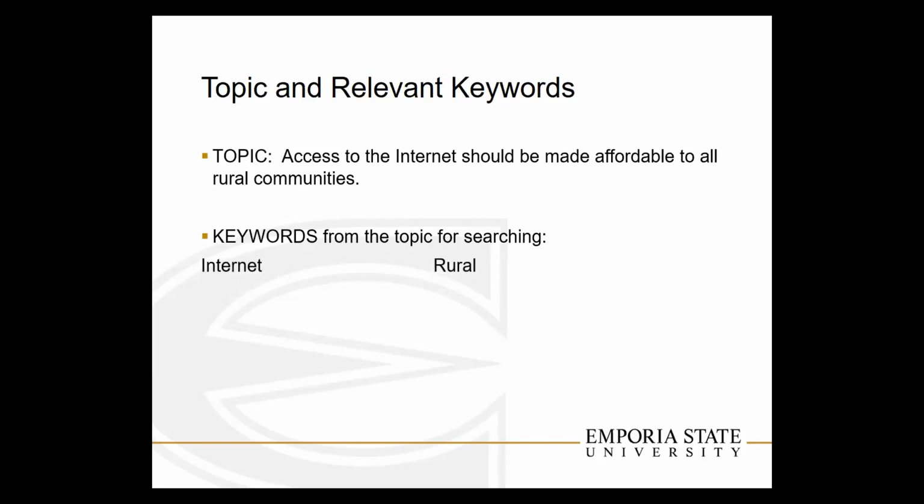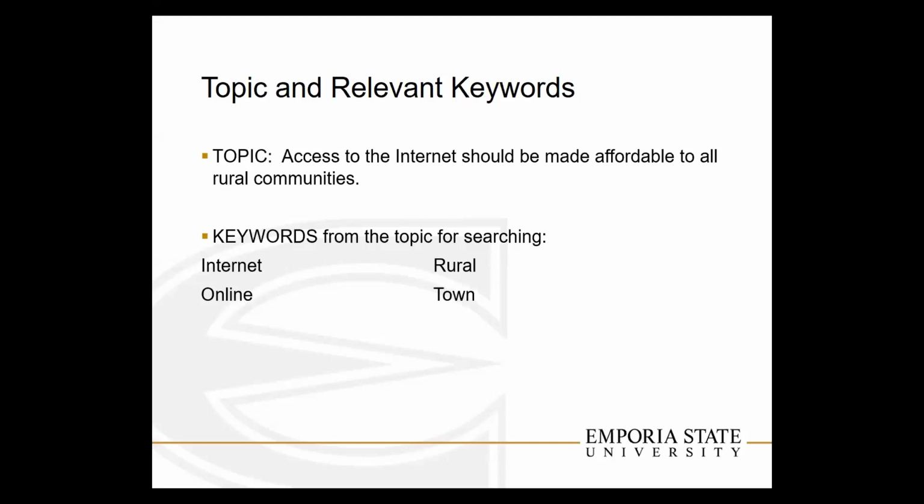So some keywords that would come from this topic, a lot of them are going to be pretty obvious. Internet, obviously, rural. I put in online because something you want to do with keywords is also think of synonyms. Synonyms are words that have the same meaning. So I could do internet or online, and I might broaden my search a little bit more, but find more relevant information that I wouldn't have found the first time.